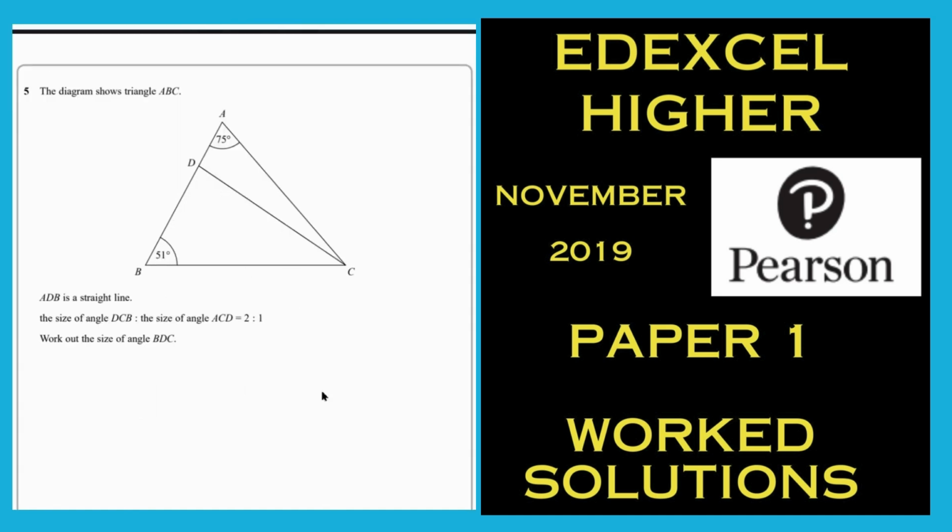Number 5 on the surface of it looks very tricky, but just stick to the basics. One of the basics being angles in a triangle make 180, 180 take away 75, 105 take away 51, gives us that large angle being 54. 2/3 of it, 1/3 of it. 1/3 of it is 18, 2/3 of it is 36. They're the angles here. The little one being 18, large one being 36.